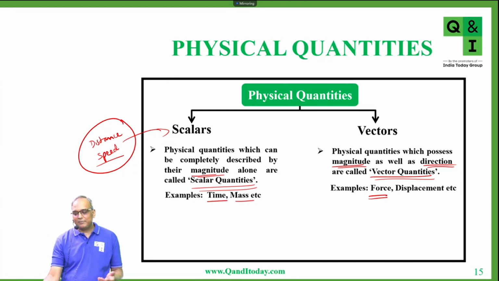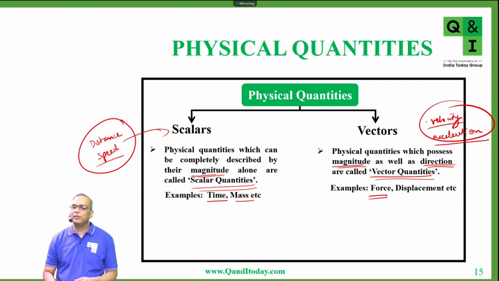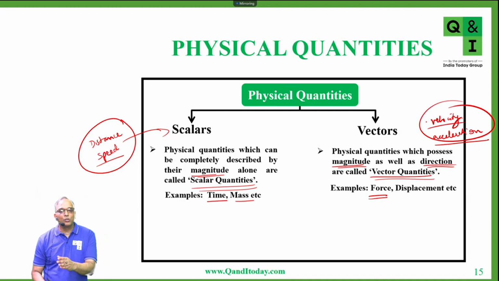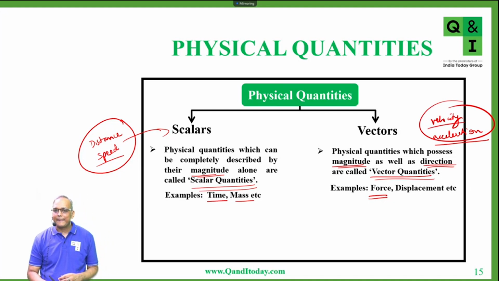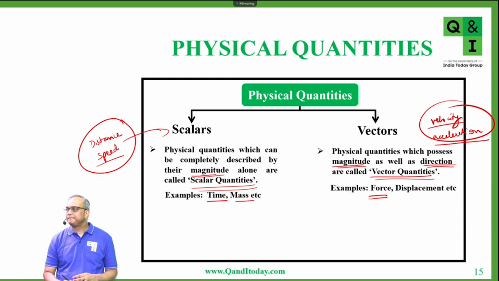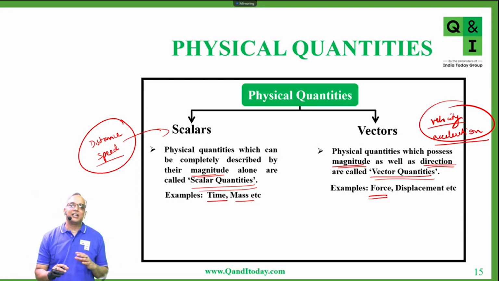Similarly, displacement is another example. As I said, velocity is again a vector quantity. Acceleration is again a vector quantity. So all of these physical quantities which we are going to study in this chapter, velocity, acceleration, and all of this. Is it clear, students? Has everyone understood the concept?